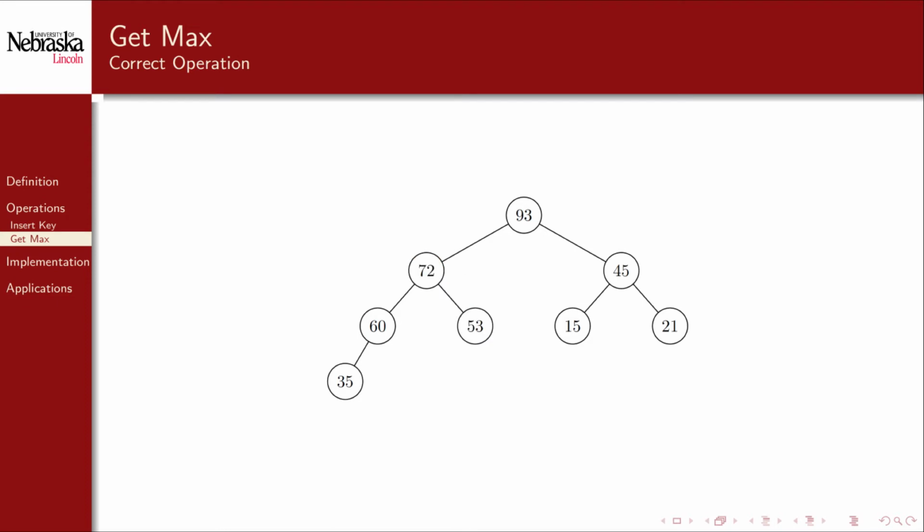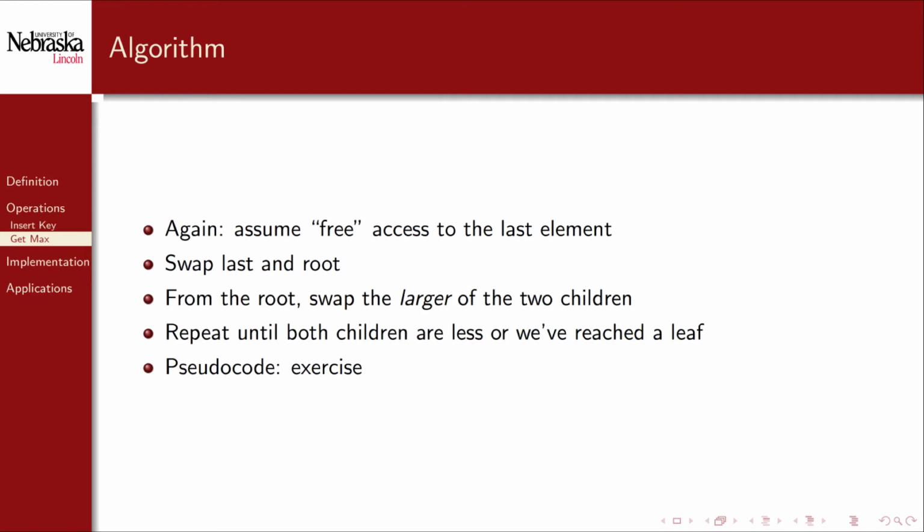And now the heap has been fixed and both properties are satisfied. The complexity is the same as with insertion. Again, we'll assume that we have free access to the last element of the heap. Swapping the last and the root are constant operations. However, swapping the new root with its descendants will be proportional up to the depth of the tree.